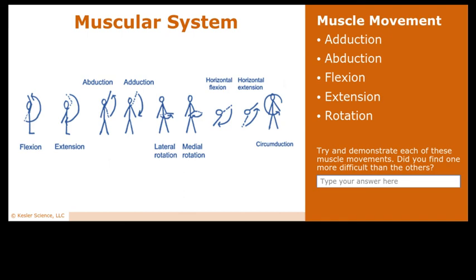You've got medial rotation, which is rotating back towards the middle of your body, or back towards your center line, your belly button. You've got horizontal flexion and horizontal extension. And then you've got circumduction, which is to spin in a circle, and flexion and extension.